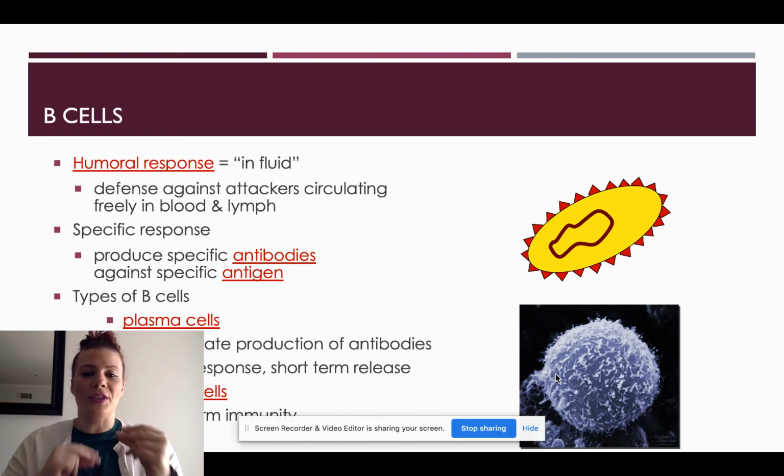Plasma cells help with this quick short-term release. Memory cells keep the memory, they're more long-term. So they kind of keep a picture book, let's say, of all of these foreign invaders we've killed.